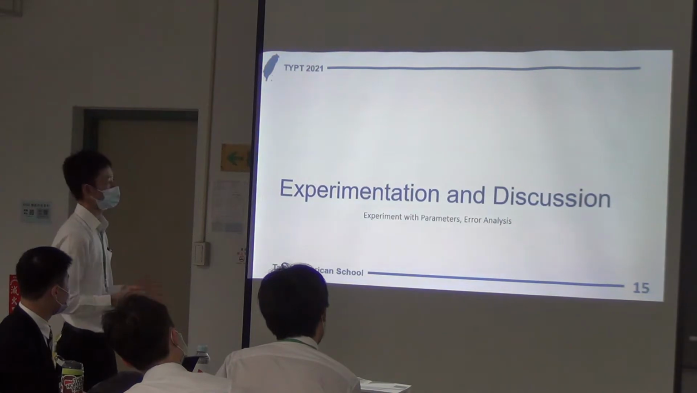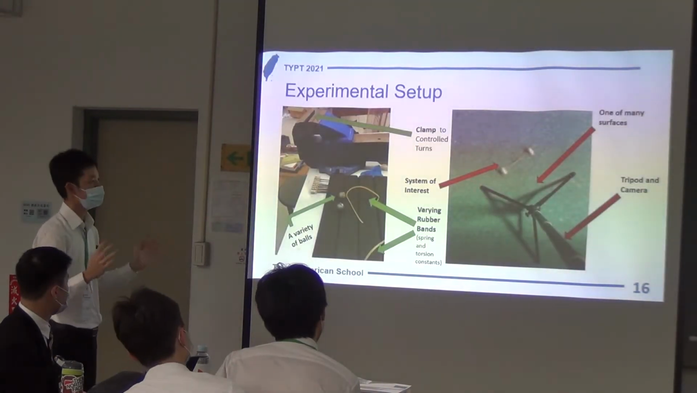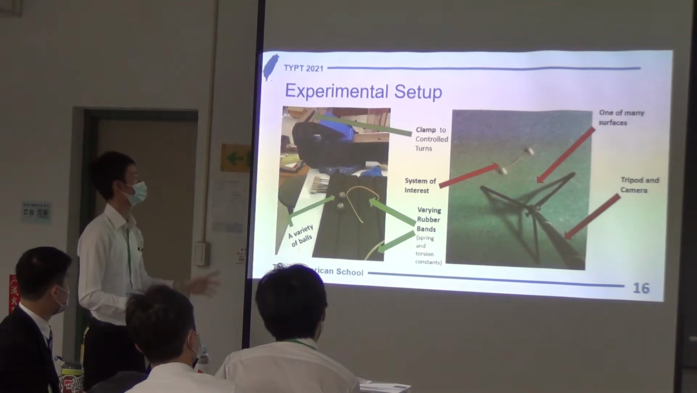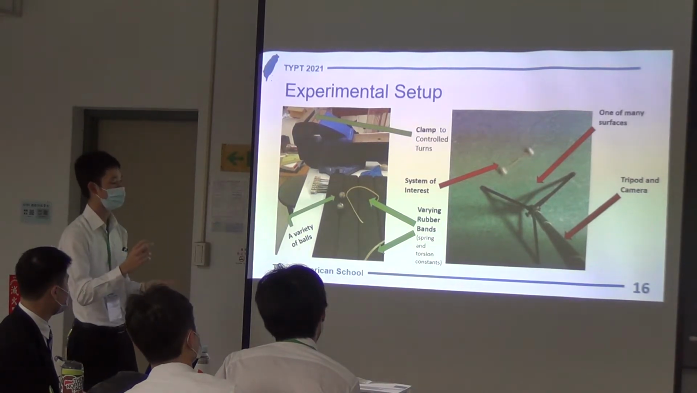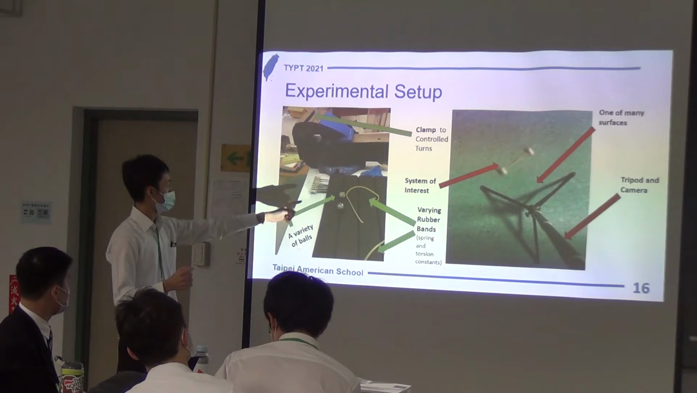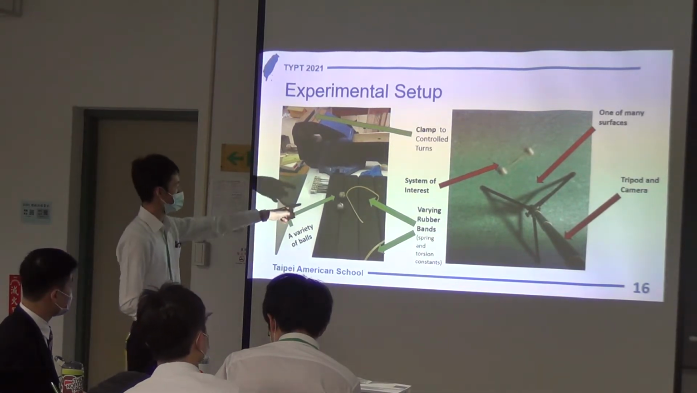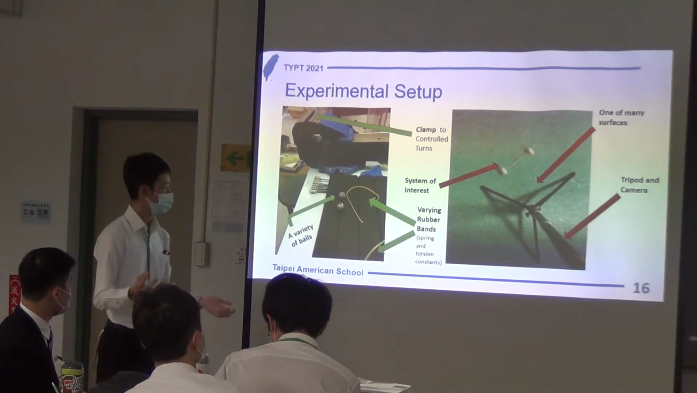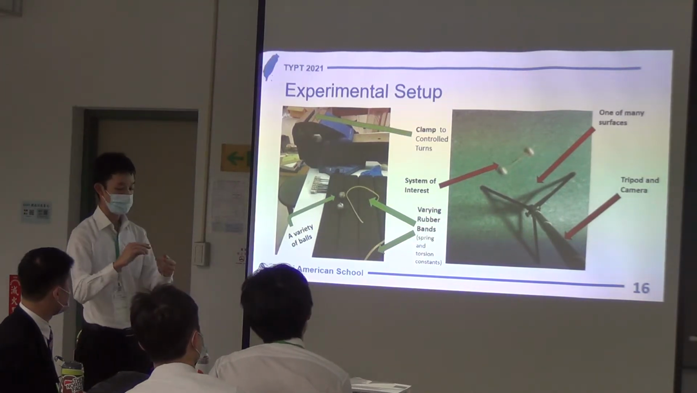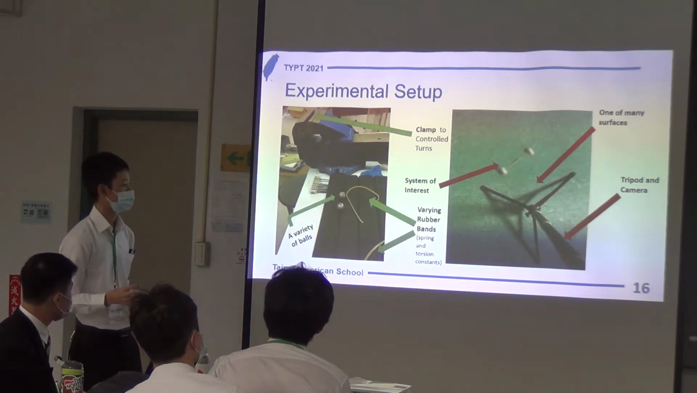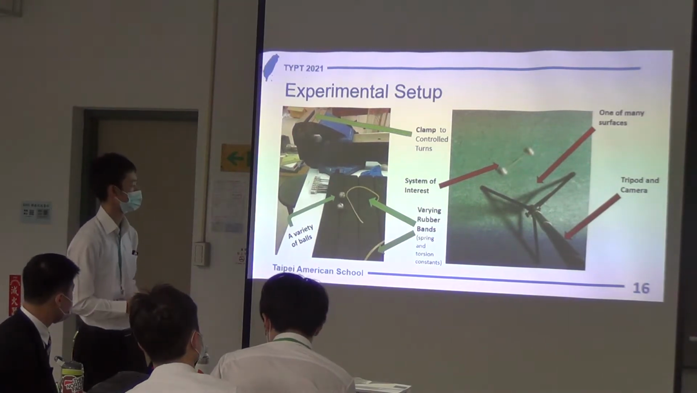So here we move on to experimentation and discussion. Here's our experimental setup. First, we have a plan to control the turns of our balls, so that every time we can control how much it turns. Here we have two out of a variety of balls with different masses that we test. We have two out of many varying rubber bands. In fact, we use more than rubber bands. We also use robotics tubing that has different K and torsional constants.